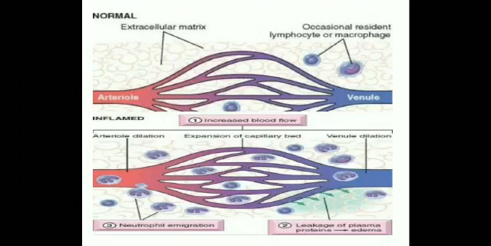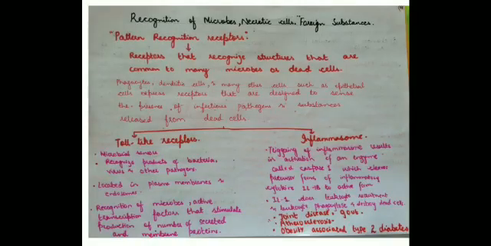And the third one you can see, that is neutrophil immigration. That is leukocytes, mainly neutrophils. Immigration is shown leading to accumulation. So that's all. Let's talk about the recognition of microbes, necrotic cells and foreign substances.